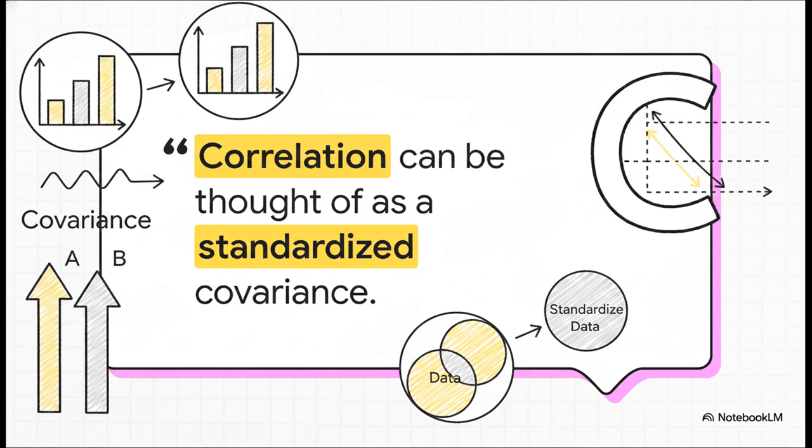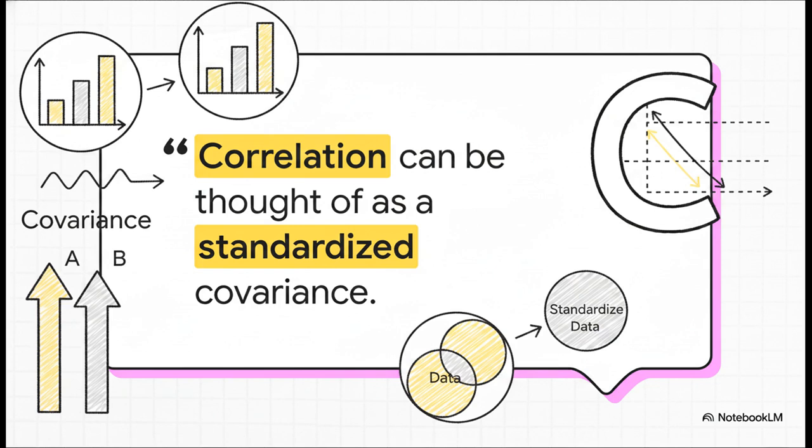To give this concept some real academic weight, our business research sources explain it like this. Covariance is the extent to which a change in one variable corresponds systematically to a change in another. Correlation can be thought of as a standardized covariance. I know, that sounds a bit dense. But in plain English, correlation is simply standardizing our data so we can easily understand both the magnitude, meaning exactly how strong the relationship is, and the direction, whether it's positive or negative.